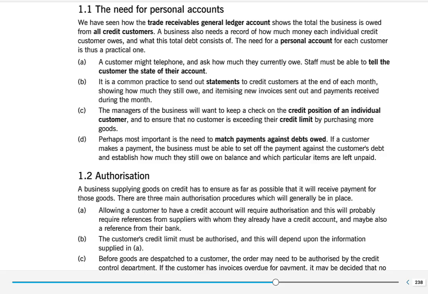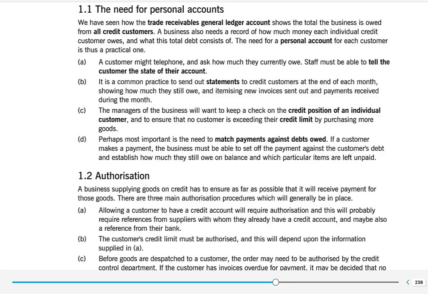A short summary of Lesson 1.1. The need for personal accounts exists because the business must be able to answer customer balance inquiries, send statements of account, monitor credit limits and credit risk for each customer, and match payments to outstanding invoices to identify what is still unpaid. Exam recommendations for Lesson 1.1.